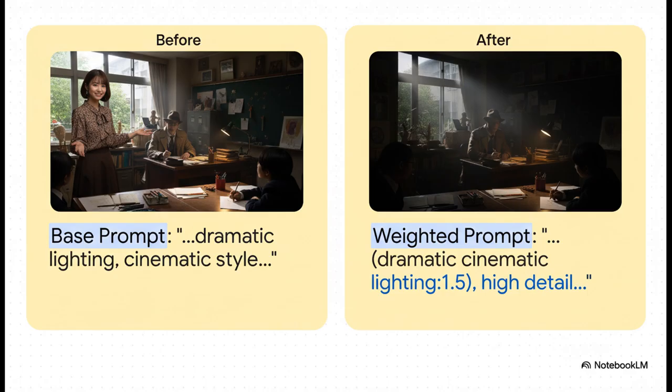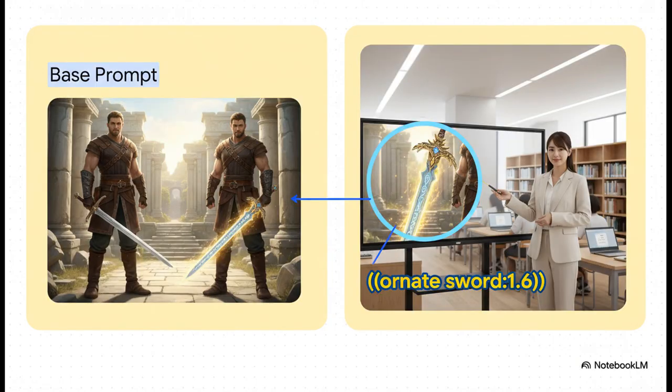The shadows get deeper, the highlights pop. The whole scene just feels way more intense. What if you have a key prop that just has to be the center of attention? Without weighting, our warrior's sword here is fine, it's a sword. But by really cranking up the weight on ornate sword, we're telling the AI, no, this weapon is the hero piece. Make it epic. And see those double parentheses? Some systems let you stack them for even more emphasis.